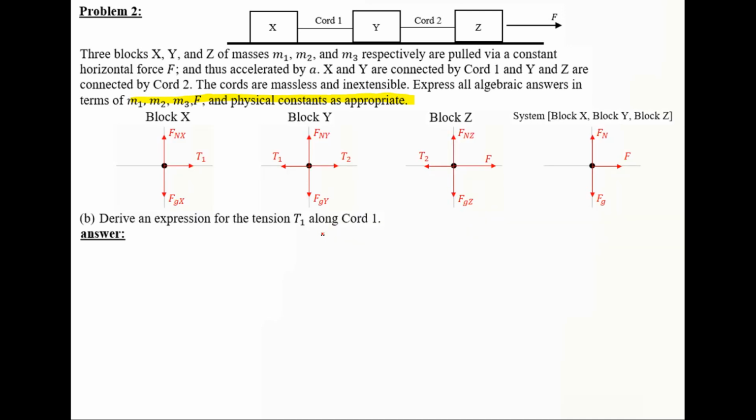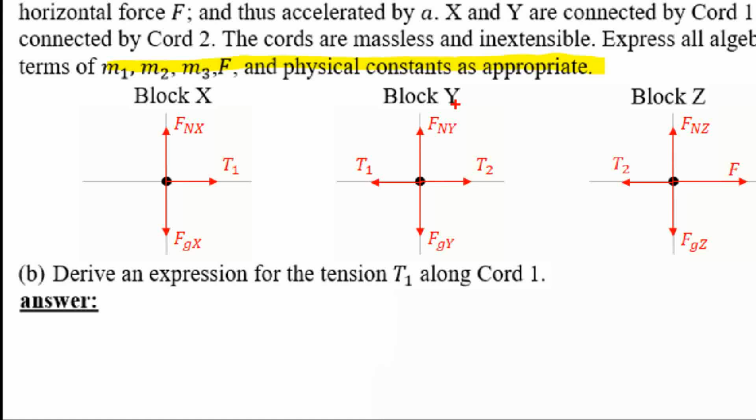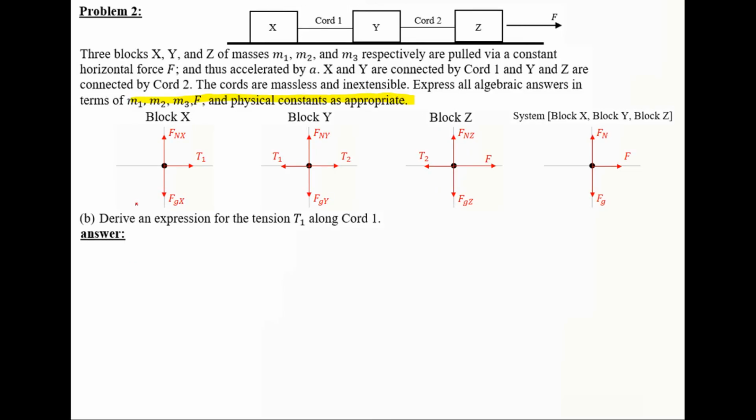Now in part B, derive an expression for the tension T1 along chord 1. Now T1 appears in the FBDs for block X and block Y. For the same previous argumentation, I will consider block X because it's being acted on by the least amount of forces. But before doing so, this configuration is pretty much the same as boxes on a level surface, and we're familiar with the fact that before we proceed with the internal forces, we need to determine the acceleration of the system, and this can be done by considering the system as a whole.